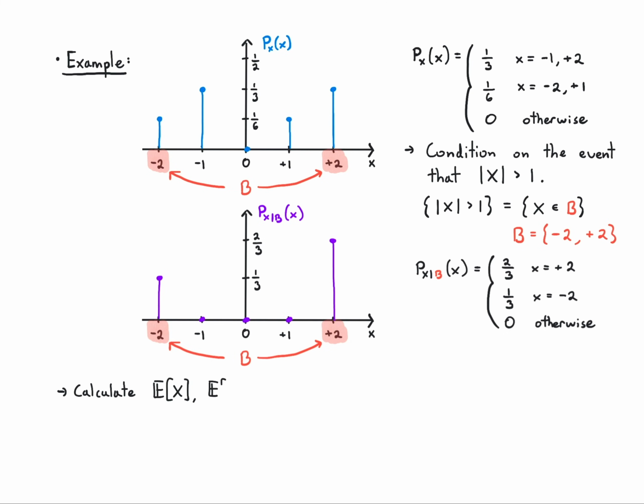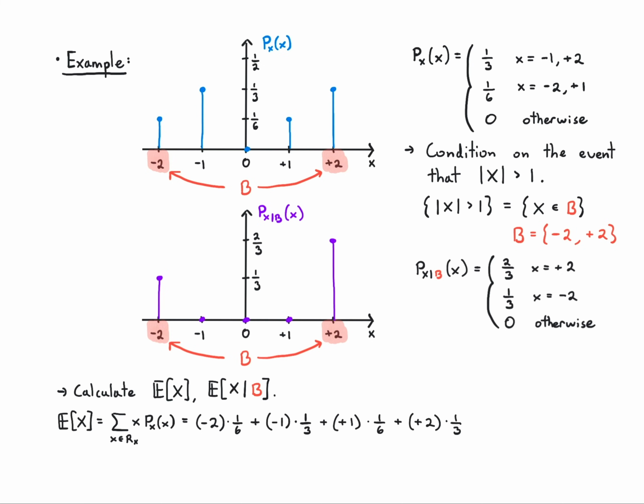All right, let's calculate the mean and the conditional mean for this same example. So the mean, we're going to write out the formula. We just sum up over the range of x times its PMF. So we weight the values of x times the PMF values. Just looking at the plot, I'm going to get -2 times 1/6 plus -1 times 1/3 plus +1 times 1/6 plus 2 times 1/3, and that's a sixth.